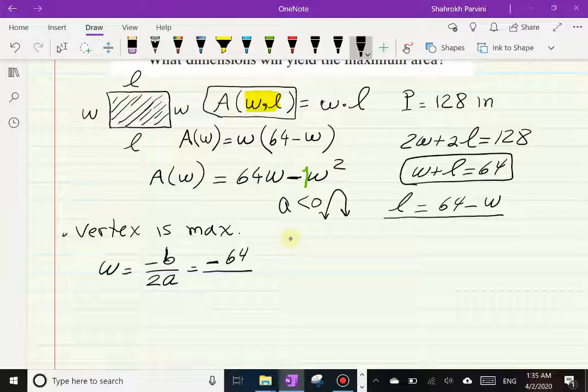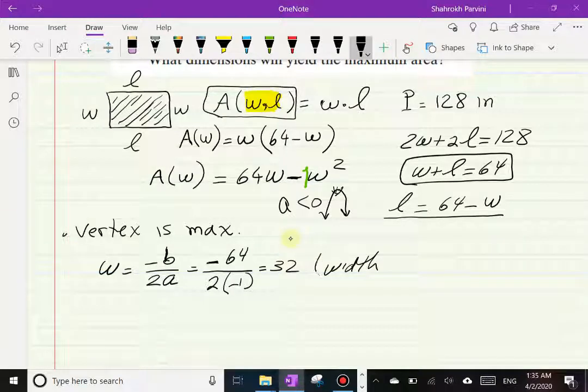This is kind of out of order. Usually we write the square term first, then this one second. So please note that. And a is the coefficient on the squared, which is negative 1. And this will make it 32. Positive 32, that is. Okay, and because, again, the vertex is max here, so this would be the maximum width, W. And that would be the dimension of the width. So width is 32 inches. And plugging for 32 in here, we get the length.